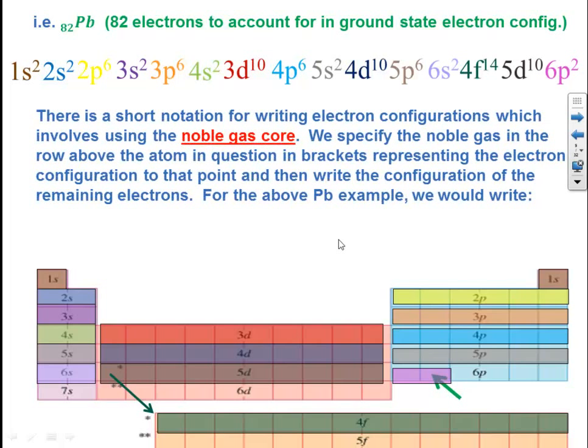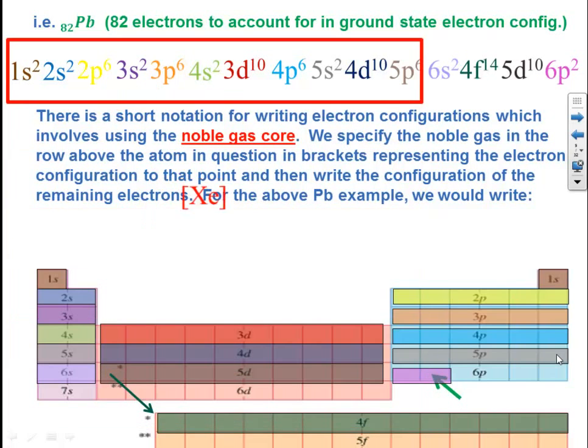There is a short notation for writing electron configurations, which involves using a noble gas core. Remember, the noble gases are over here on the far right. We specify the noble gas in the row above the atom in question in brackets, representing the electron configuration to that point, and then write the configuration of the remaining electrons. For the above lead example, here's lead. We're talking about right here, that block right there, we're going to take all that and put that in brackets, what that element is, which happens to be xenon.